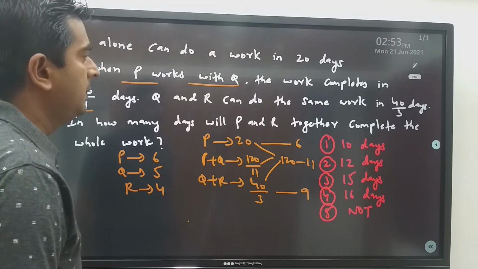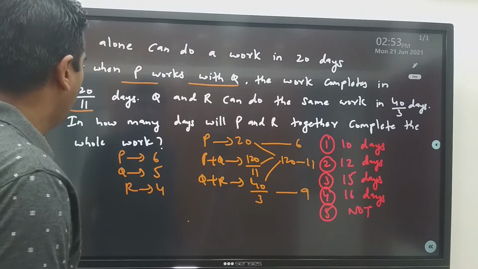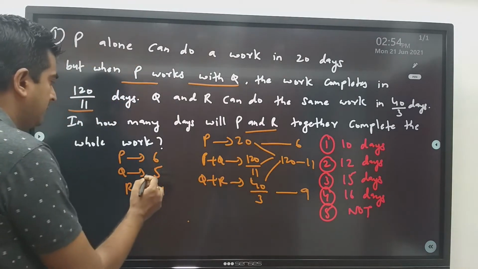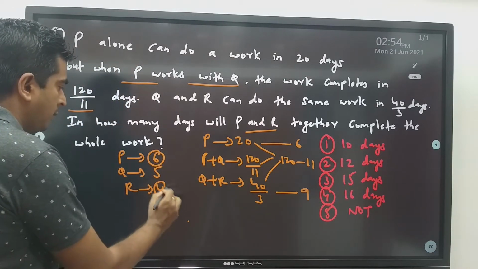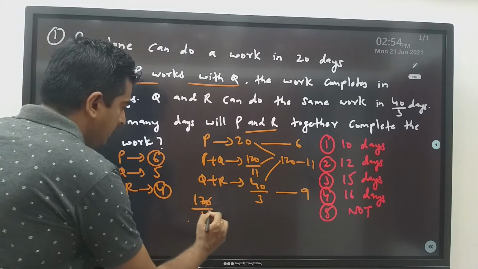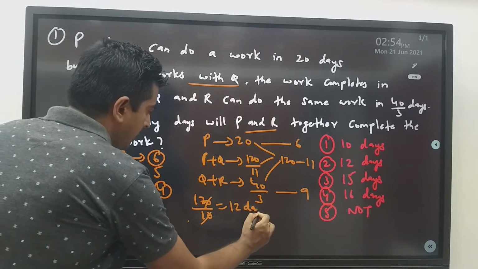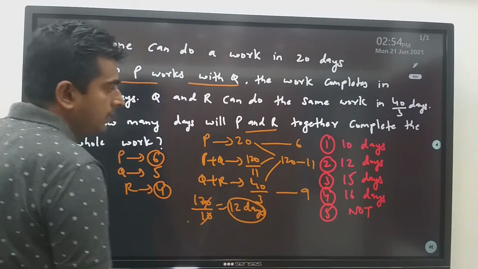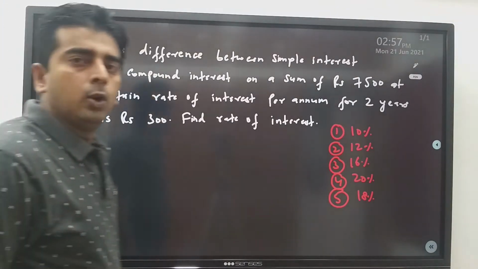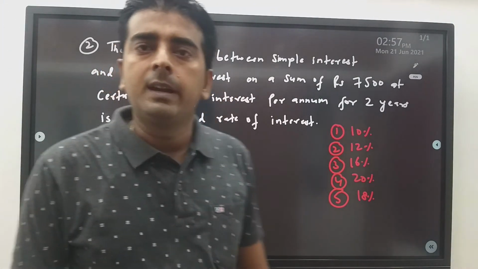Now what they are saying? In how many days will P and R together complete the whole work? Work is 120 and P and R they are saying. P and R, what is the answer? 6 plus 4, 10. So 120 divided by 10, what is the answer? 12 days. My answer is nothing but 12 days, which is nothing but second option. So I hope you are clear with the first question.